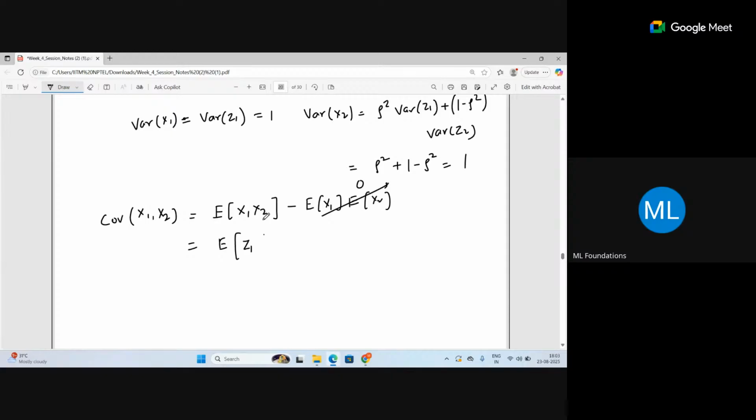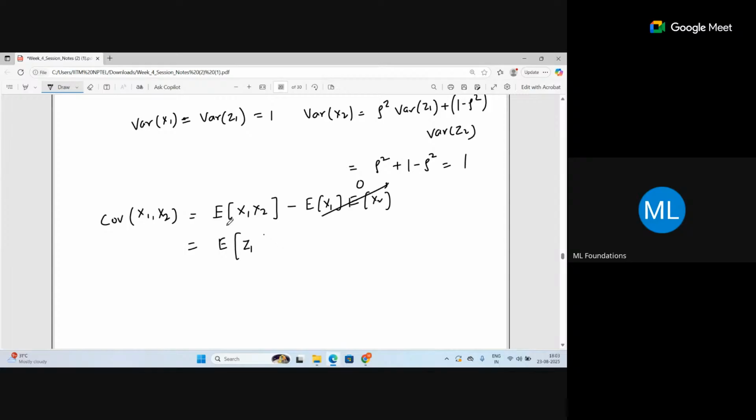When we say that they are independent, the joint density is equal to the product of the marginals. Another is if they are uncorrelated, the covariance between these two is equal to 0. If the covariance between these two variables is equal to 0, then we can say that they are independent, right? So we need to find out whether they are independent or not.